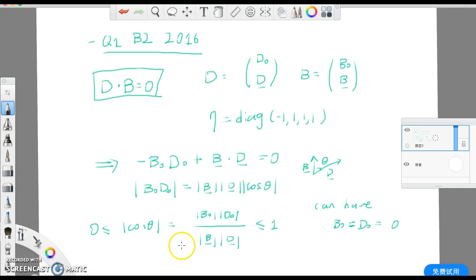So the correct way of expressing the meaning of that expression, using just one sentence, is that D and B cannot be both time-like. So that's it, right? The correct statement is B and D cannot be both time-like. Because if they are both time-like, then this expression would be definitely greater than 1.